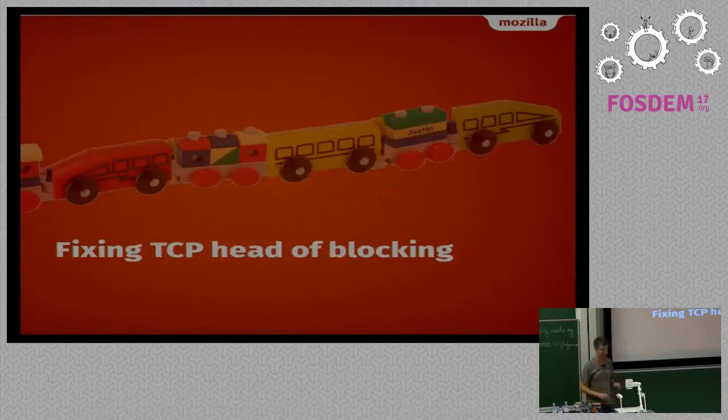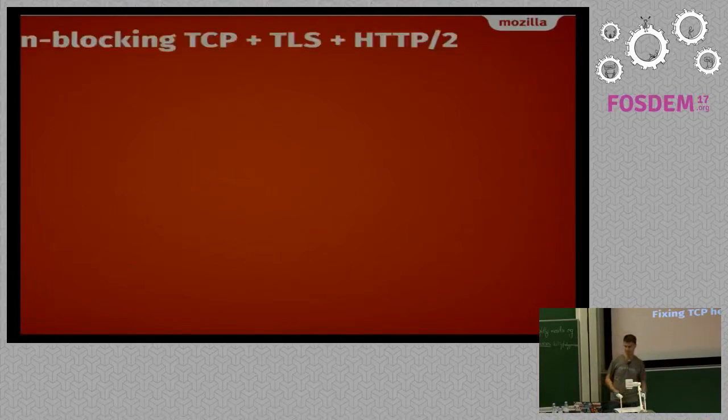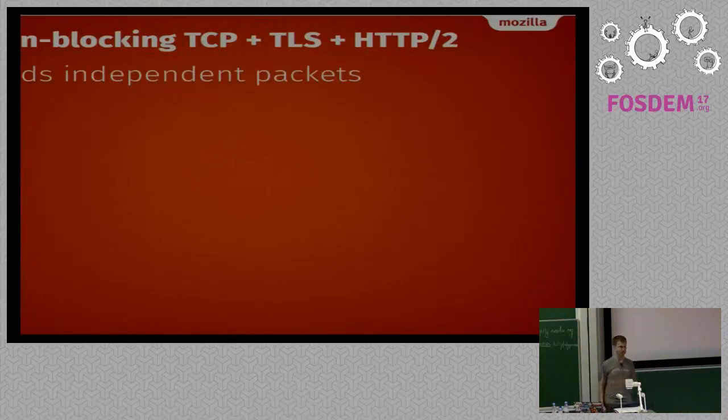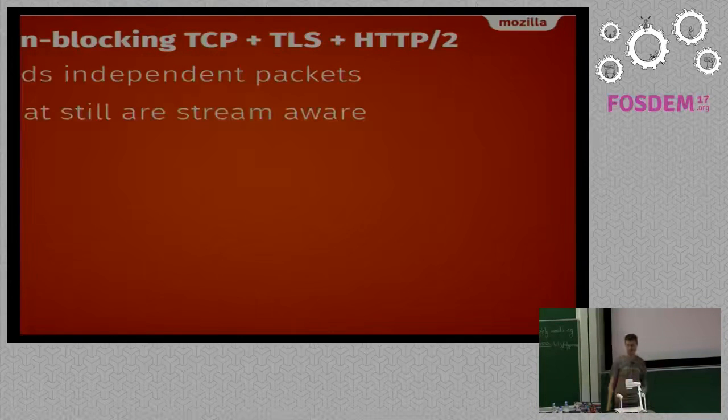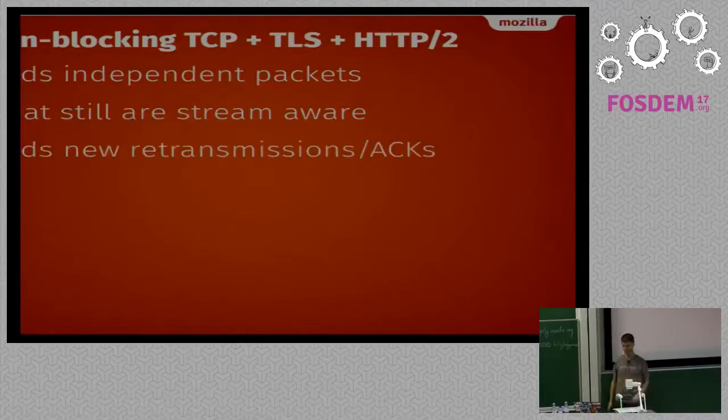So we need to fix the TCP head-of-line blocking problem. We can't have 99 unrelated images blocked because a single packet has been lost. So we introduce a non-blocking TCP, TLS, H2, right? Easy peasy. So we need independent packets, so that we can lose a packet and the rest can continue. They still need to be stream aware, so we know that we lost one packet, but all the other ones related to other streams can continue. Just this stream is going to be halted, right? And then we need to resend that packet, TCP style.